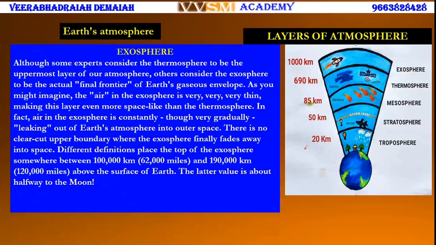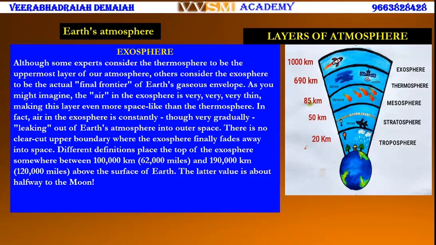The exosphere is the outermost layer of the atmosphere. Some experts consider the thermosphere to be the uppermost layer of our atmosphere. Others consider the exosphere to be the actual final frontier of Earth's gaseous envelope.